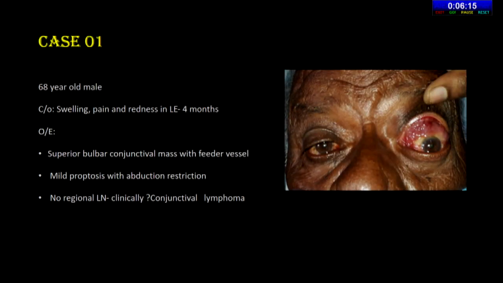Case 1 was a 68-year-old male who presented with swelling, pain and redness in the left eye of 4 months duration. He had a superior bulbar conjunctival mass with feeder vessels, with mild proptosis and restriction of abduction. You can see he has got a mild proptosis in the left eye. There were no regional lymph nodes. We clinically diagnosed it as conjunctival lymphoma.